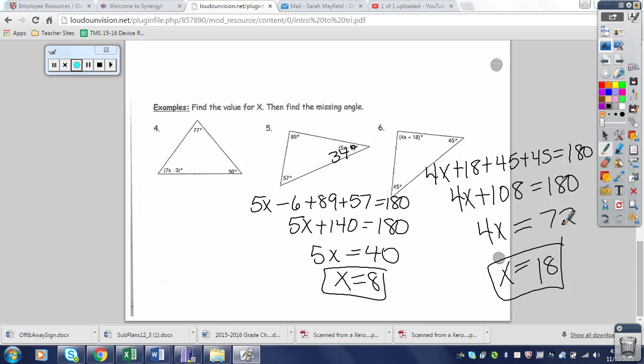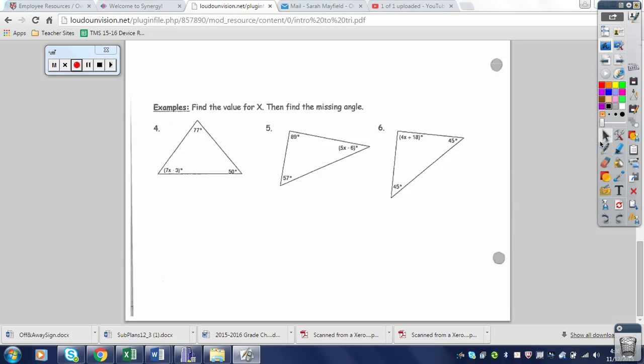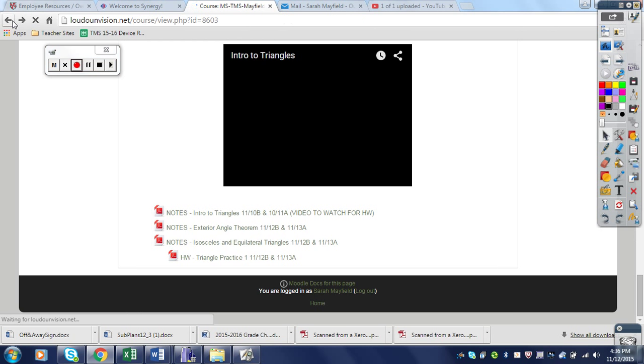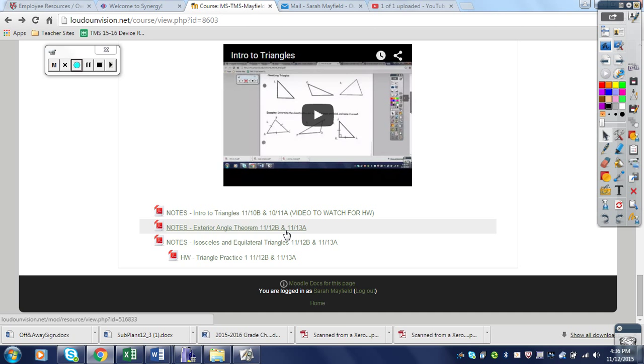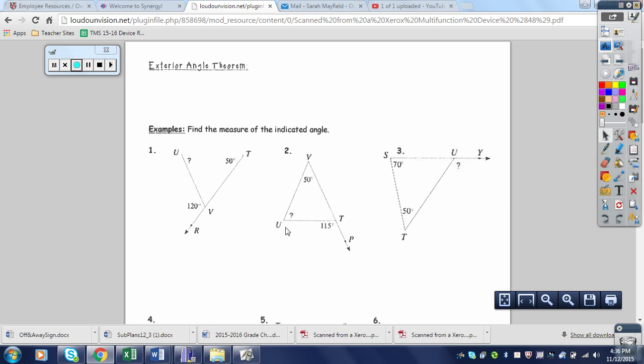The exterior angle theorem worksheet should now be passed out, so then we can get ready to go over that one. Exterior angles. Everybody should have a highlighter on your desk. If you don't have a highlighter, jump up real quick and grab one. Highlight where it says exterior angle theorem.